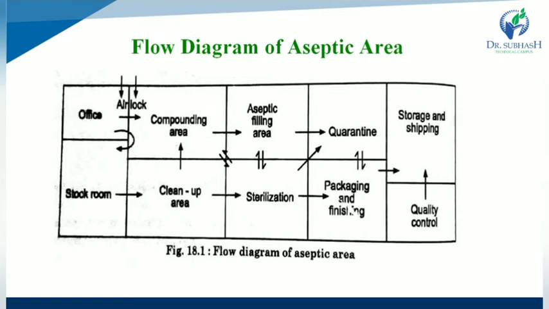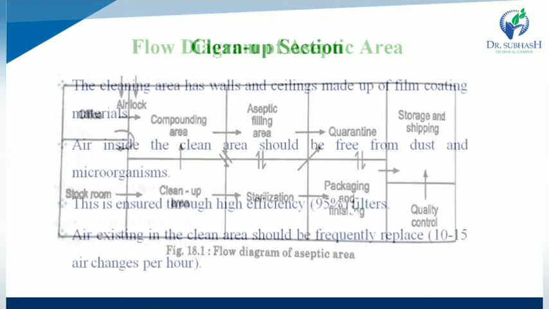After the stockroom, cleanup area is present. After cleanup area, sterilization area is present. And last one is packaging and finishing area. And last portion, quality control testing area is present. After quality control testing area, storage and shipping area is present. So that is the flow diagram of aseptic area.